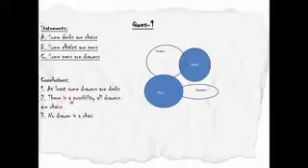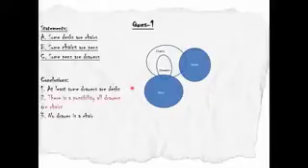Statement number 2: there is a possibility that all drawers are chairs. We don't have any restriction statement. We don't have any restriction between chairs and drawers, so we can as well put drawers inside chairs. So there's a possibility that all drawers are chairs like this.